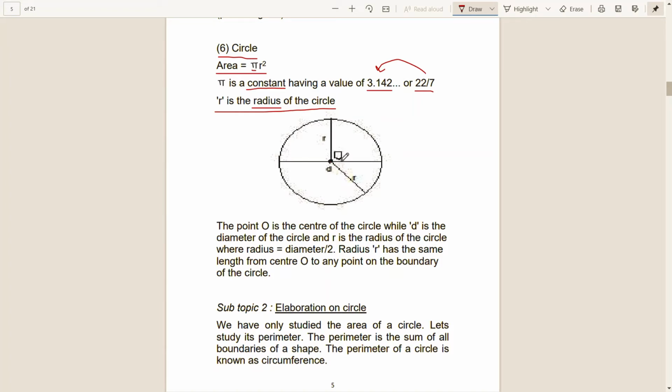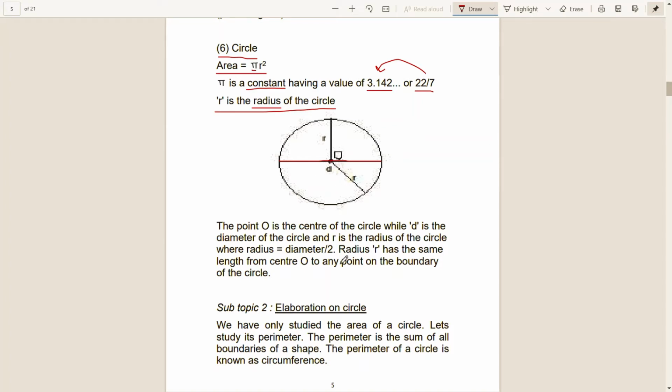This is the center O. This is the diameter of the circle. Diameter, right? And what's the radius? The radius is half the diameter. That means from here till here is the radius, and from here till here is also the radius. When radius is multiplied by 2, it gives the diameter.